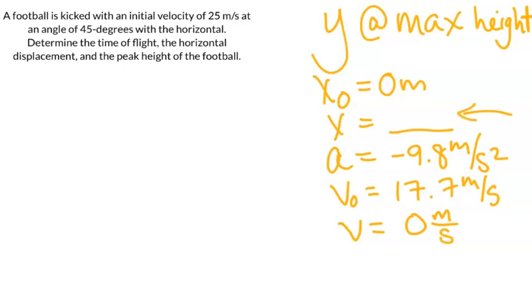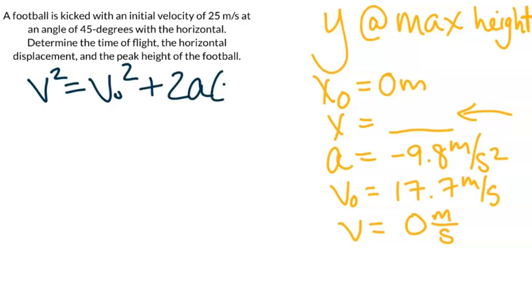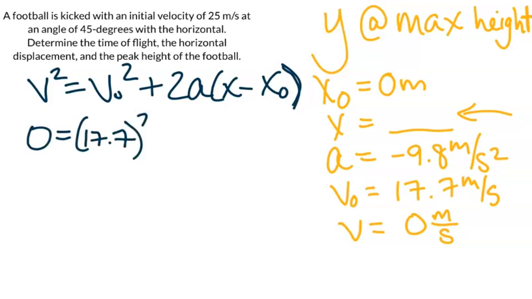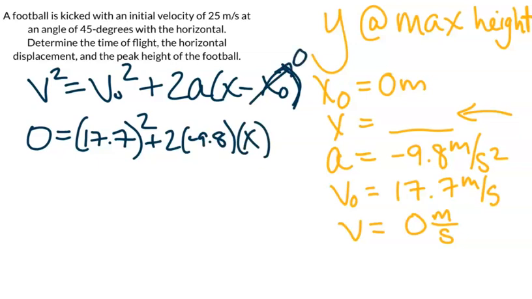So we are going to use the very last equation on the AP Physics 1 formula sheet. We've got v squared equals v initial squared plus 2a times x minus x naught. Now, if you would prefer to use the variable y, that is totally fine. It's not going to change the outcome of your problem. So we have 0 equals 17.7 meters per second, and we are going to square that, adding 2 times negative 9.8 times our final position, knowing that our initial position is 0, so we can just get rid of it.